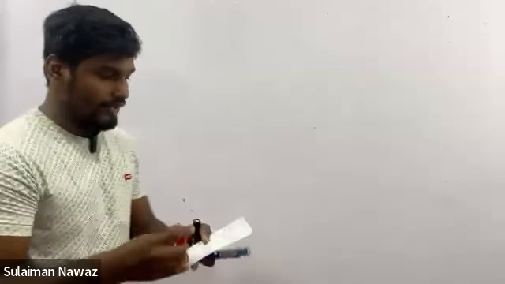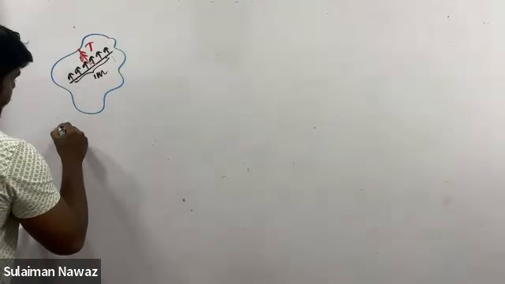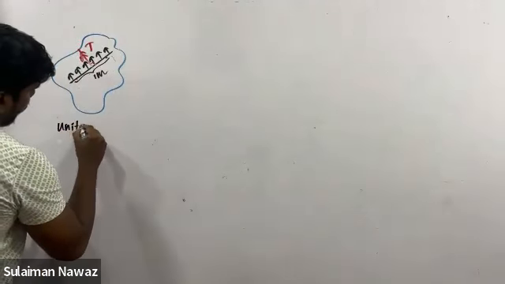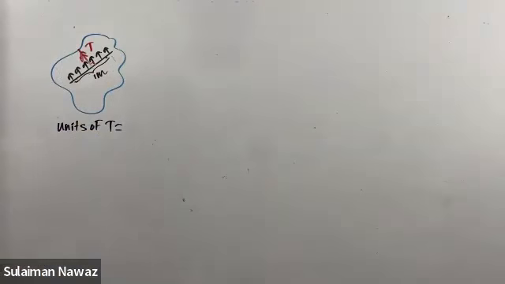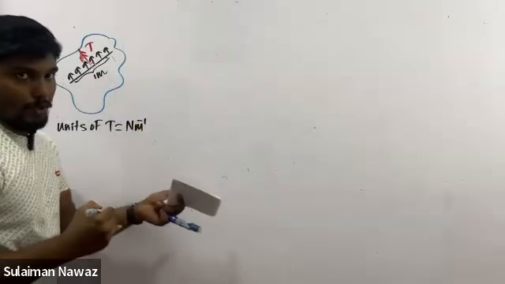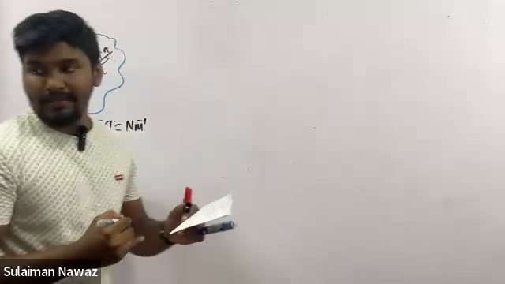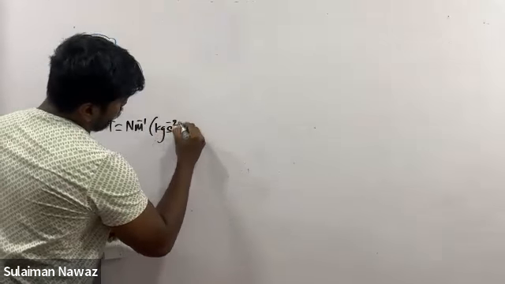What is the unit of surface tension? The unit of surface tension is Newton per meter, force per unit length, right? Therefore, surface tension has a unit of newtons per meter. There is another unit also, kilograms per square second, kg s to the power minus 2.